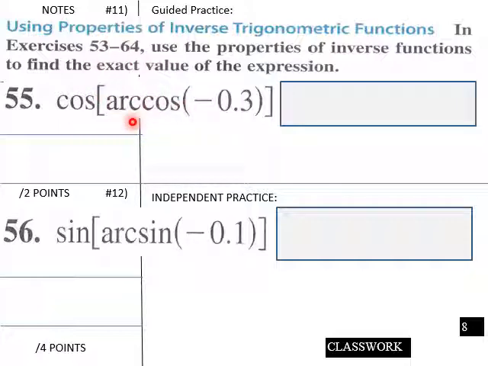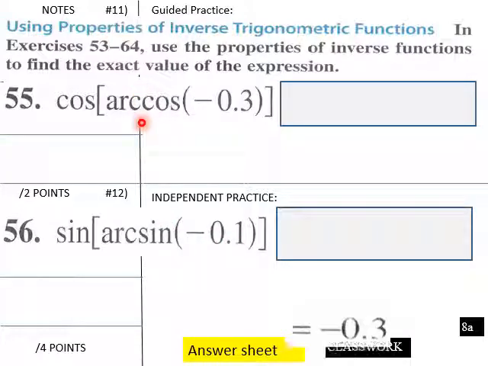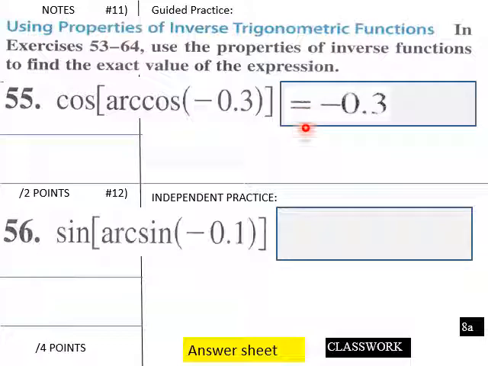So let's try one down here. Cosine of arc cosine of negative 0.3, and then down here, the sine of arc sine negative 0.1. So up here, it would equal negative 0.3. Cosine of arc cosine negative 0.3 is within the interval, so it would become just negative 0.3. Same thing down here, it would be negative 0.1. These are within the interval of the arc sine.